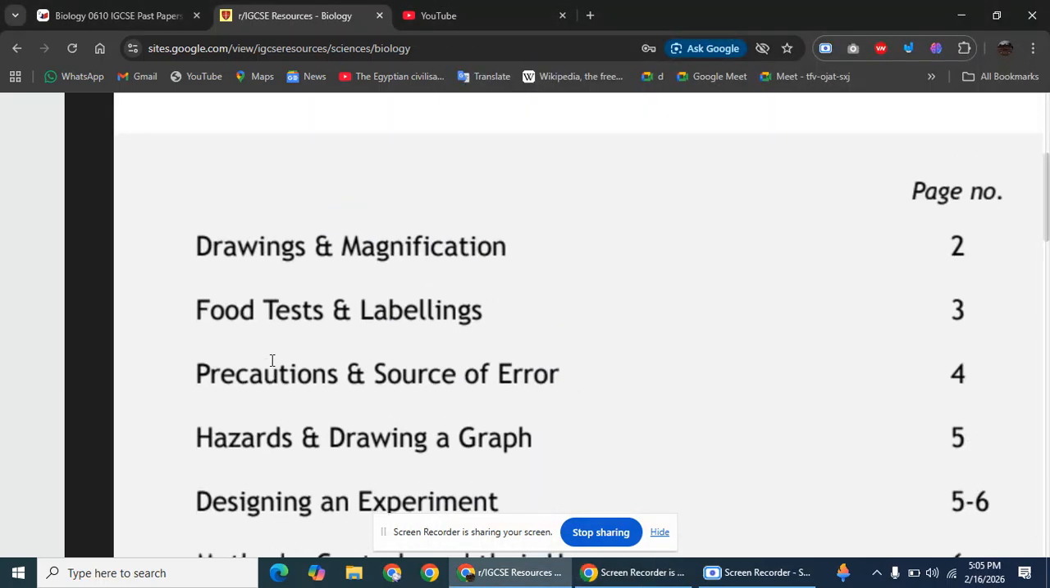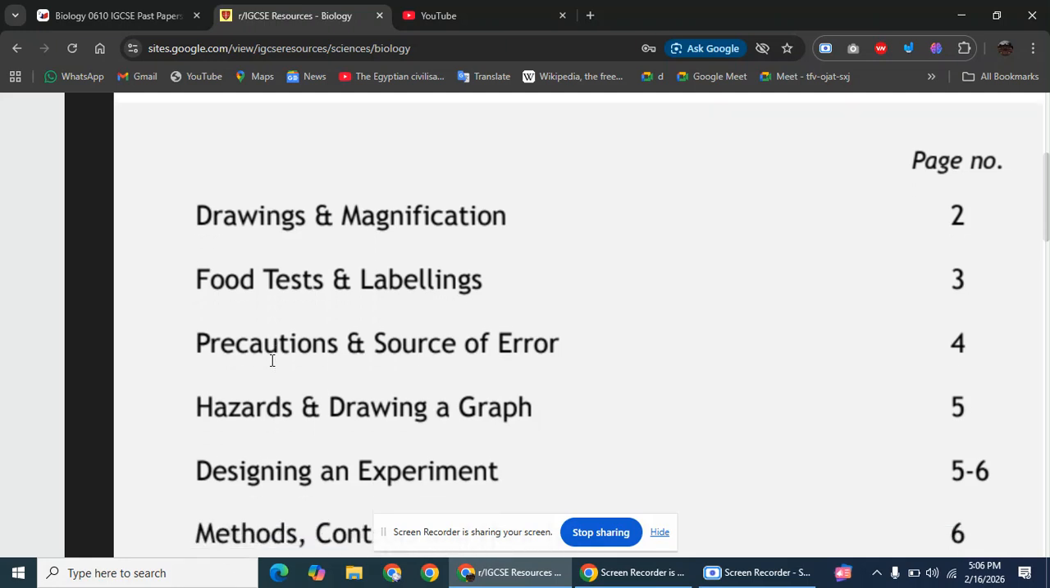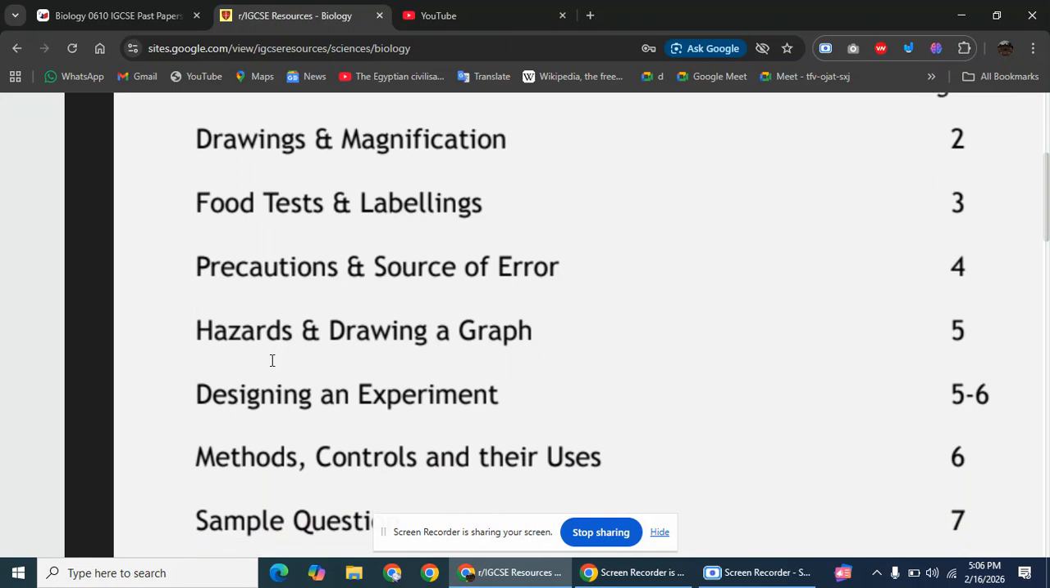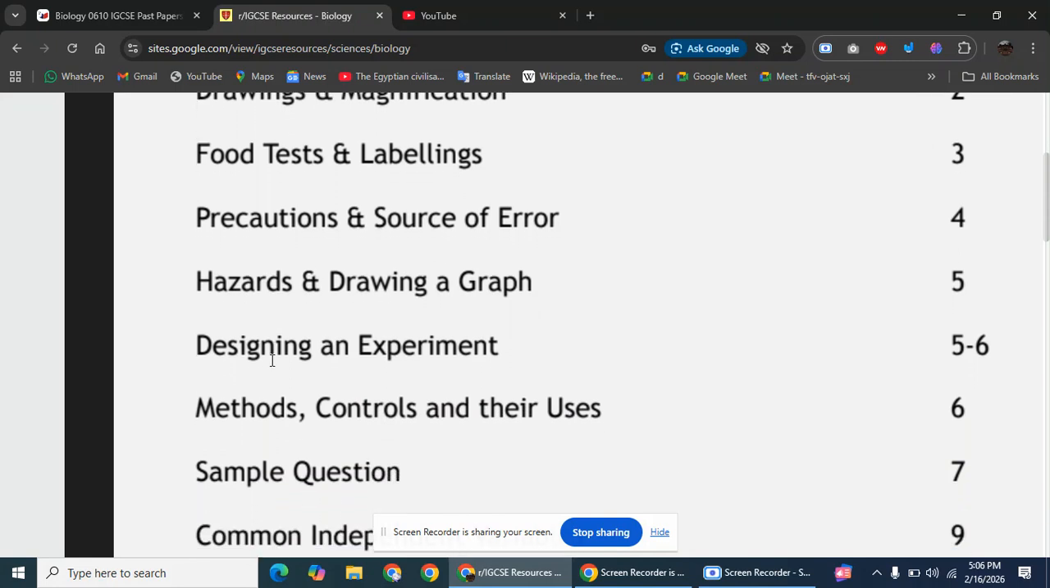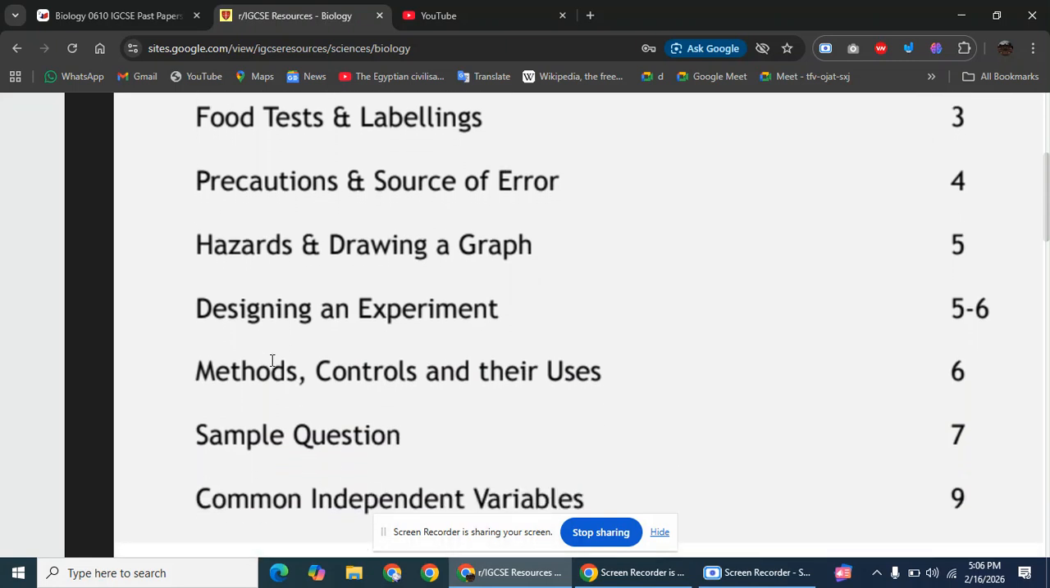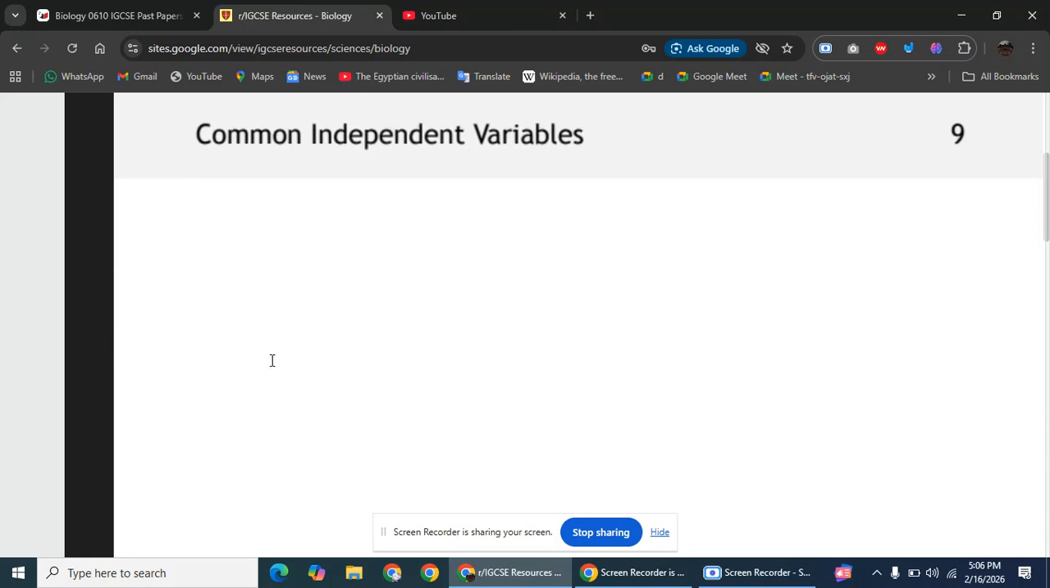So today we're going to do the biology ATP series related to all the questions that can come up in your IGCSE biology paper 6. So we are basically talking about these topics and subtopics which relate to drawing and magnification, food tests and labeling, precautions and sources of error, hazards, and drawing a graph, designing an experiment, methods, controls, and their uses, and sample questions and common independent variables, and many more related questions.